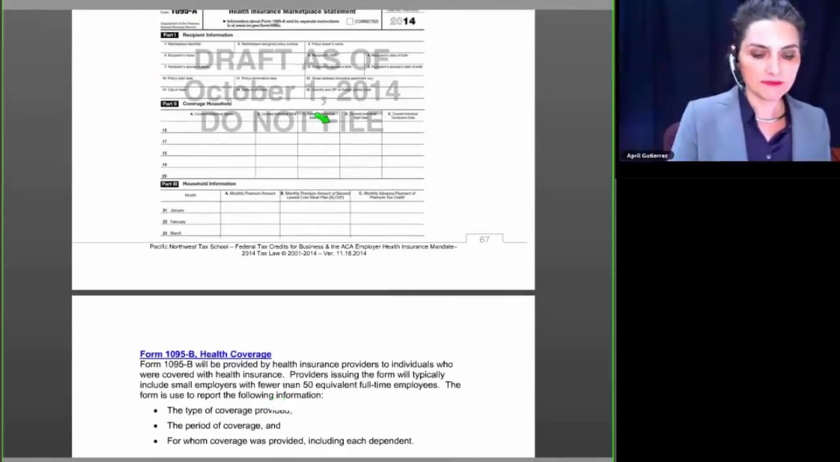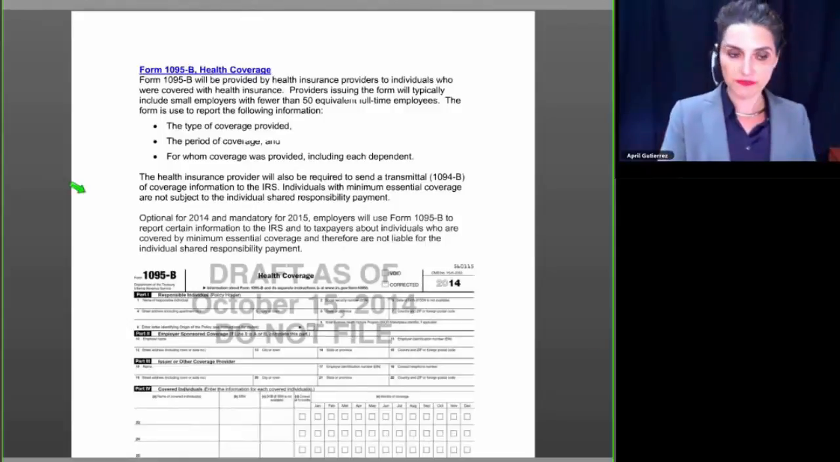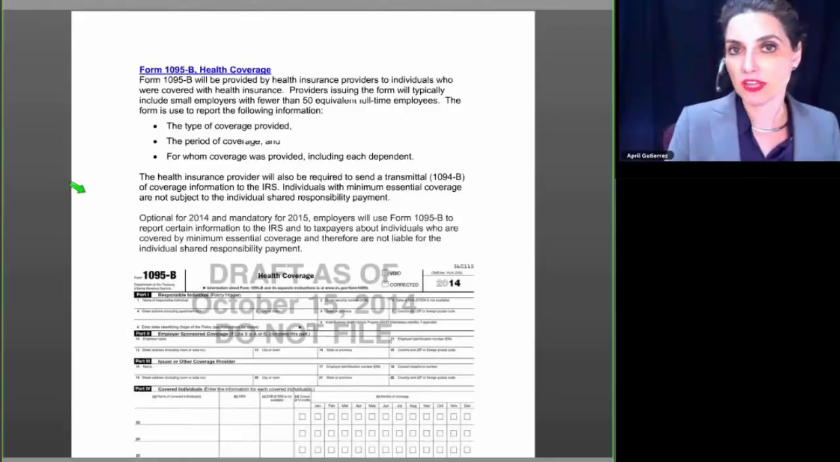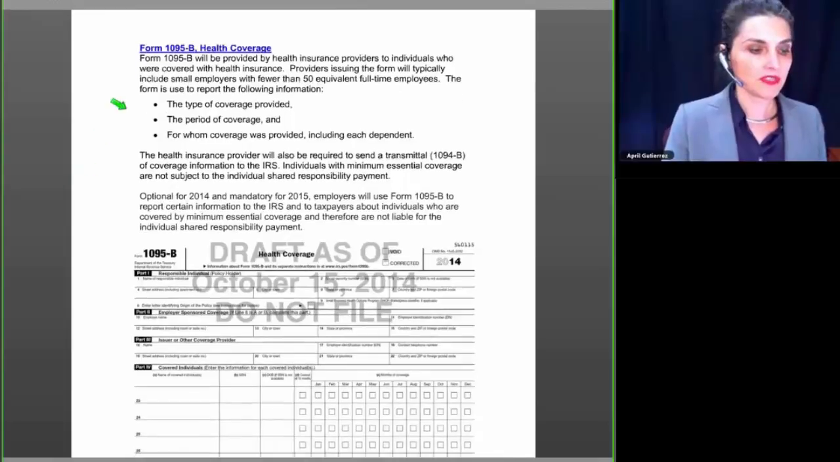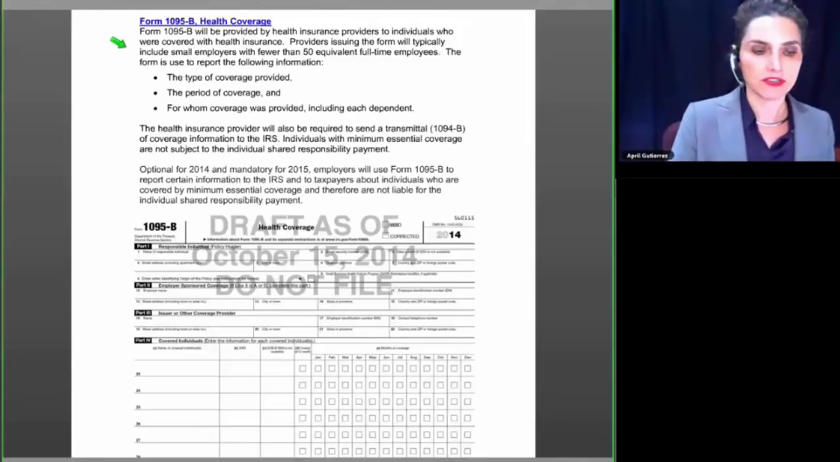Now, beginning optionally in 2014 and mandatorily for 2015, there are 2 other documents to be aware of. The first of these is Form 1095B. It will be provided by health insurance providers to individuals who were covered by health insurance.